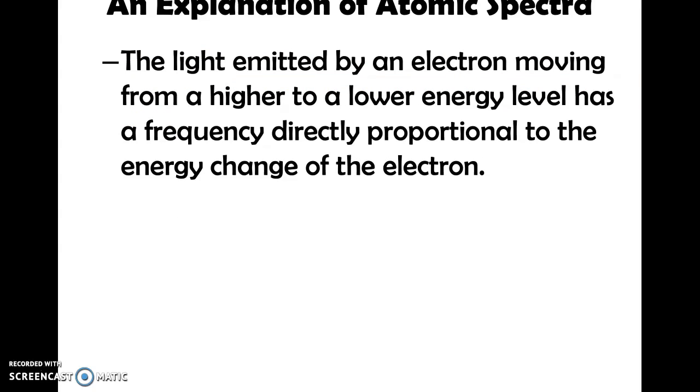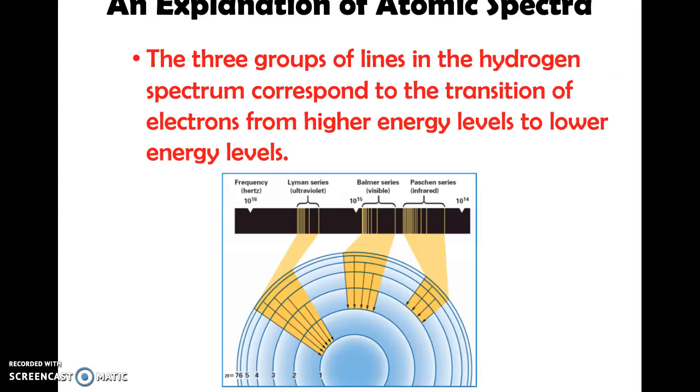The light emitted by an electron moving from a higher to lower energy level has a frequency. We talked about that earlier as well. And it's directly proportional to the energy change of the electron. So that's the distance that it's going to be traveling. Will it go from 3 to 2 or 3 to 1? That's proportional to that. And so the three groups of lines in the hydrogen spectrum correspond to the transition of the electrons from higher energy levels to lower energy levels. And so you can see that frequency here in hertz.